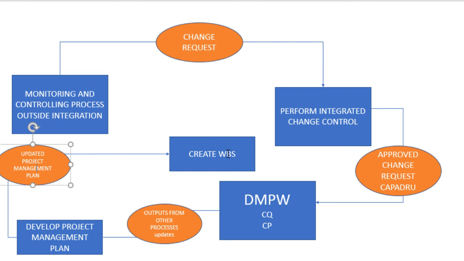Okay? There are missing links in the guide. Yes, indeed. There are missing links in the PMBOK guide, which I would have loved to close in my own way because I have a very clear idea of how these should work. Theoretically speaking, in my mind, approved change requests should go to a number of other places, not just DMPW, control quality and control procurements. No. But I don't want to get into that.